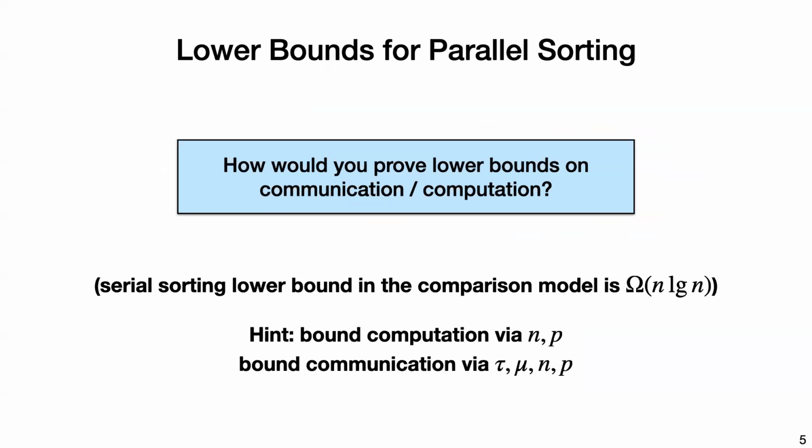One way to see how far we can go is to try to prove lower bounds on communication and computation in this parallel model. If we remember, the sorting lower bound is n log n, and we want to bound the computation and communication lower bounds. For computation, we only have n log n over p, because that's the amount of operations that you need to do. And communication has this extra tau and mu factor, because you may need to do exchanges, which take startup cost tau and individual cost mu.